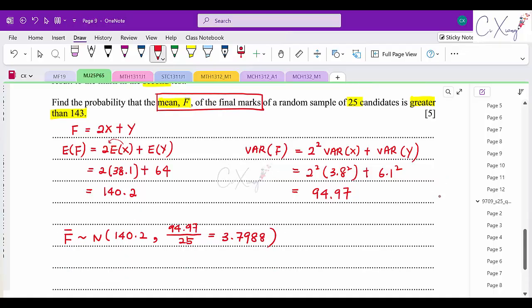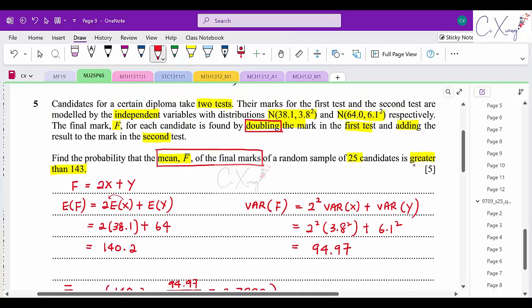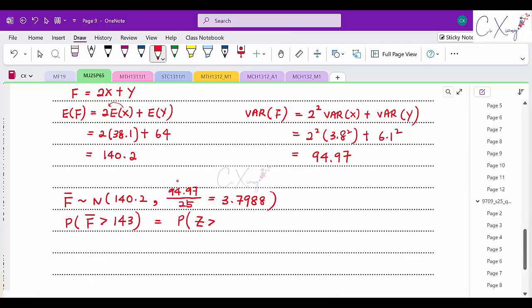Alright, then after that, let us start to calculate the probability. I want to know the sample mean marks greater than 143. So greater means more than 143. This is normally distributed. To calculate the probability, you have to change it to Z.